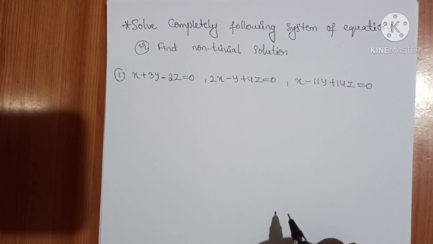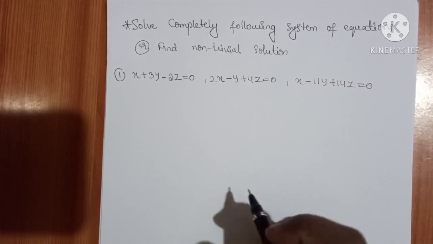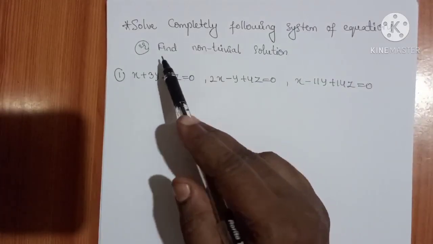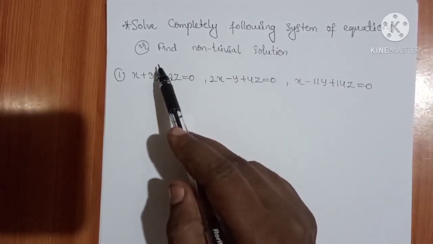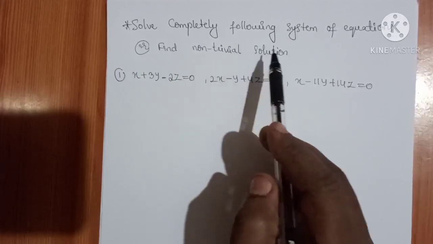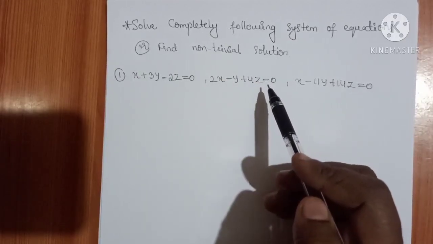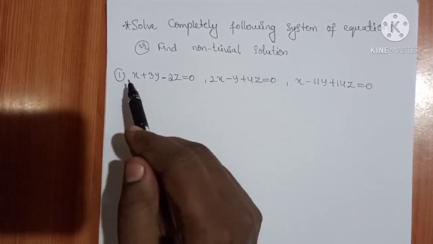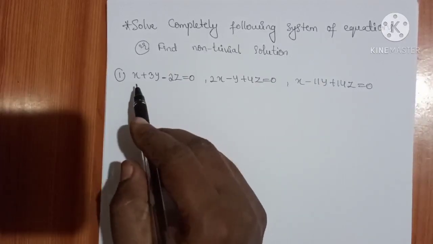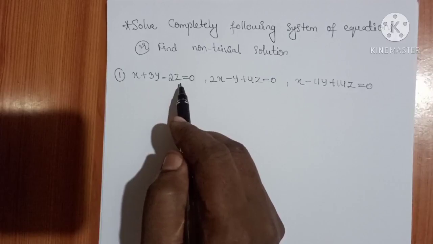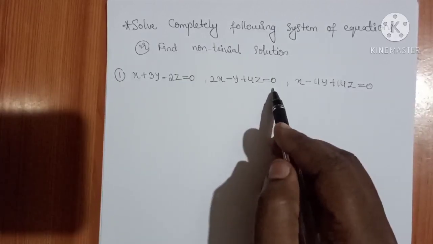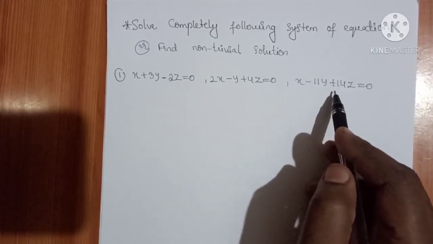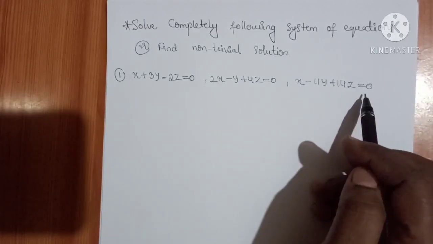Today we will continue the solution for homogeneous system of equations. So here the main question is: solve completely the following system of equations, or it may be asked to find a non-trivial solution for the following system of equations. The given system is x plus 3y minus 2z equals 0, 2x minus y plus 4z equals 0, x minus 11y plus 14z equals 0.